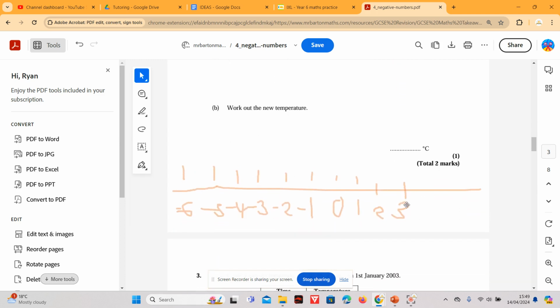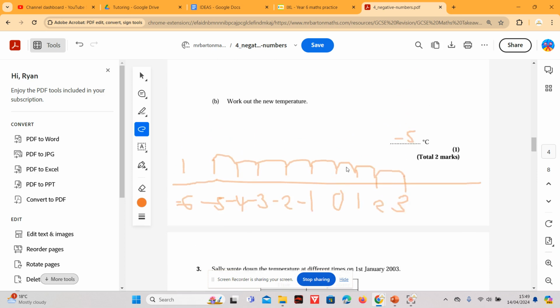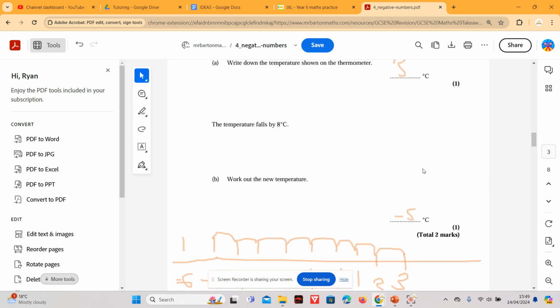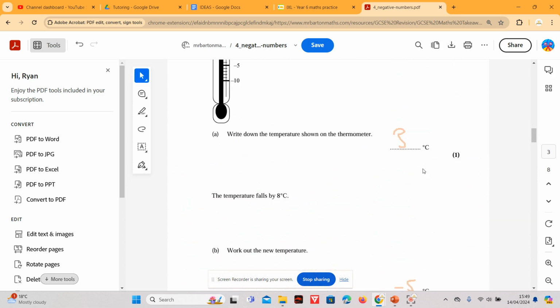So remember, with negative numbers, when we're going backwards, we always go to the left of our number line. So we need to go down 8 degrees. So we go 1, 2, 3, 4, 5, 6, 7, 8. And if you look closely, it lands on the number -5. So I'm going to write that in. Perfect. And again, that would be another 3 marks in the exam. Actually, no, 2 marks in the exam.